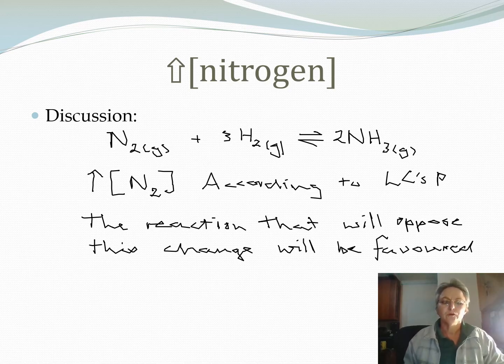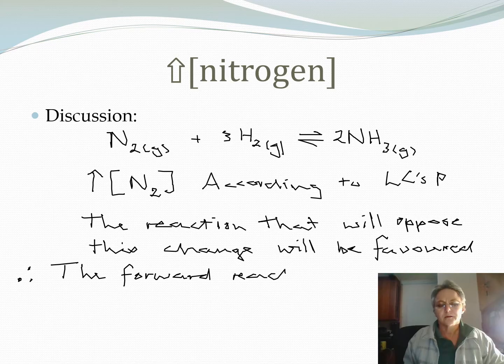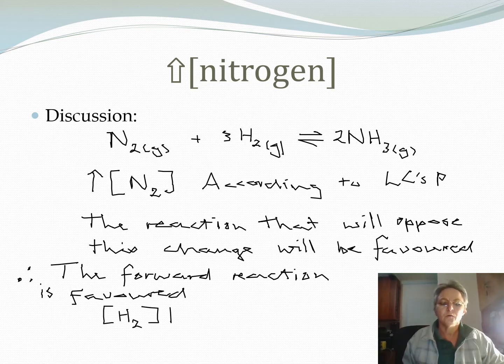So which reaction will use up the excess nitrogen? So the forward reaction is favored, to try and decrease the nitrogen concentration, so it will use up some hydrogen. So the concentration of the hydrogen will decrease and it will form more ammonia. So the concentration of ammonia will increase.